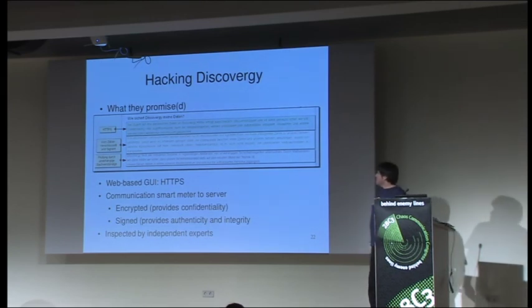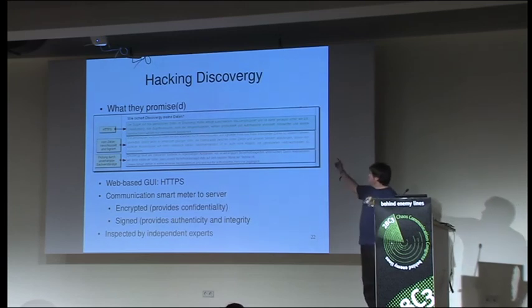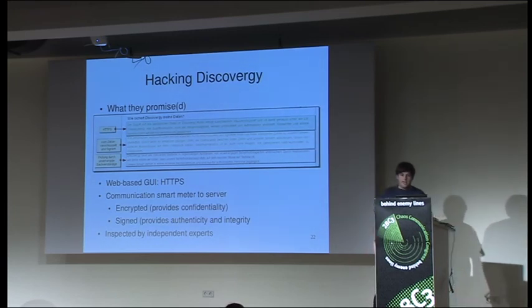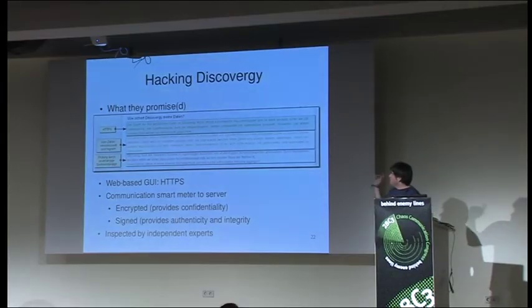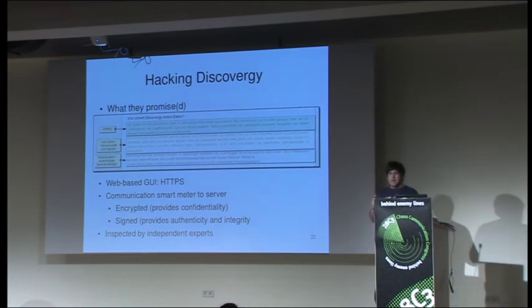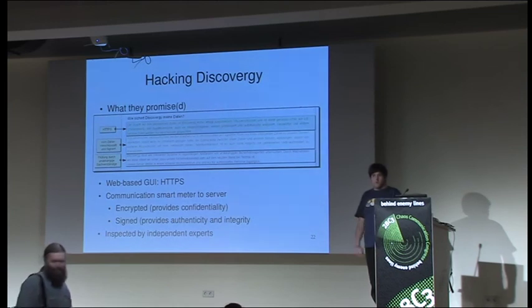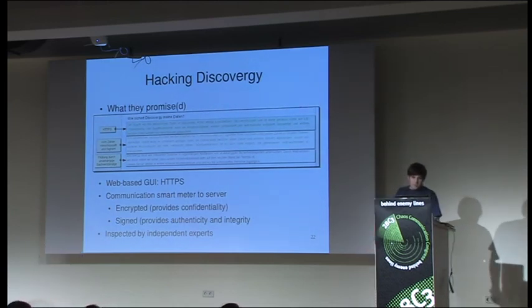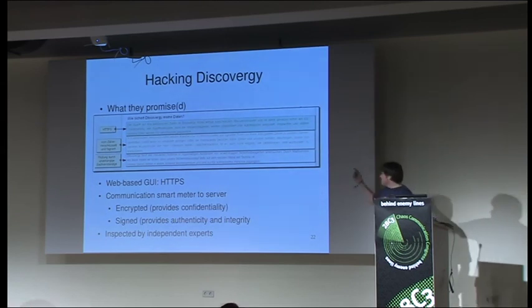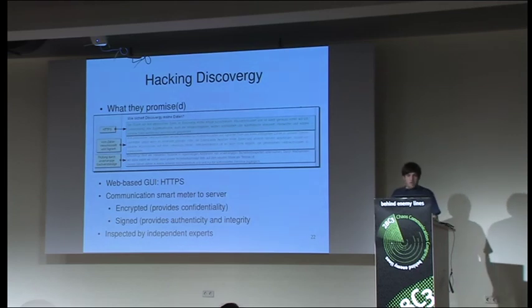They say, how does Discovergy protect my data? In the green one, they say that they use a web-based GUI, basically HTTPS, so if you go to the web front-end and enter your password and your data is displayed, everything is secure, everything is encrypted, so there's no problem. The yellow one says how the smart meter talks to their servers. They say the smart meter uses only an encrypted way of communicating, so all data is encrypted to provide confidentiality, and the data is also signed, which means you have no possibility to alter the data to other values. And the red one says that it is inspected by independent experts regularly, they say.